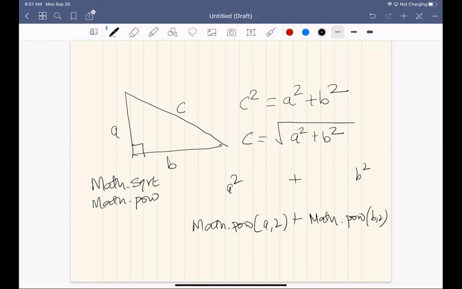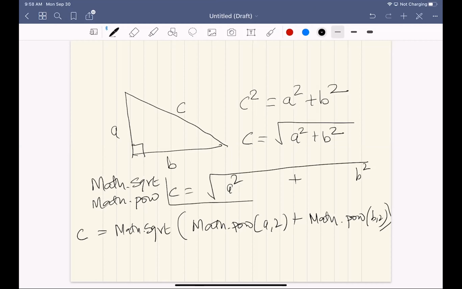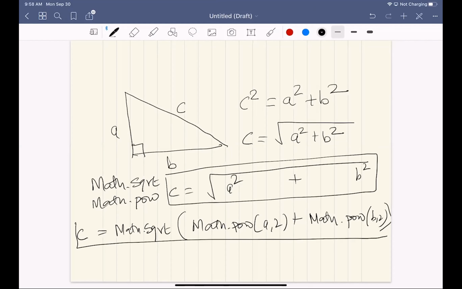Now I need to take a square root. So I can do math square root of math power a and so on, and this will equal your c. This is how it actually works, where this math square root gives you this, and c is equal to this expression that you want essentially, which is the expression you get from the equation.